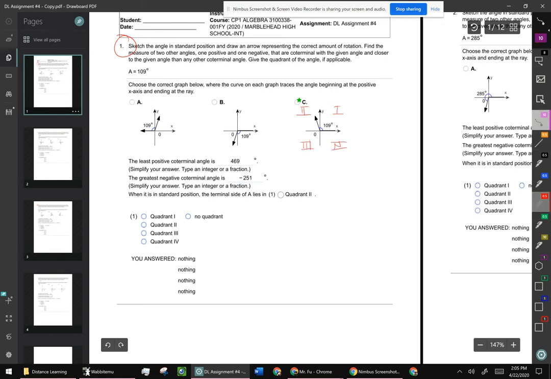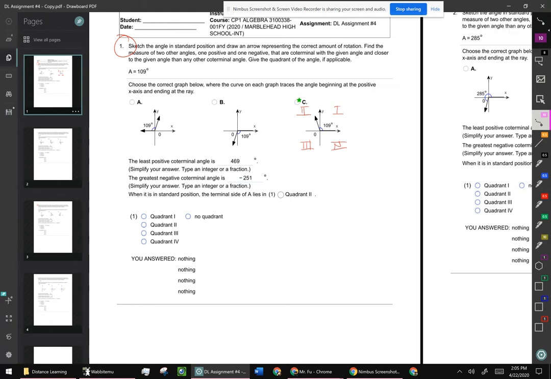Now, standard position means that I want to go in a positive direction. So 109 degrees is bigger than 90, but less than 180, so you end up in quadrant 2 this way. If you were to go negative 109, it would be choice B, but it says 109, so that's incorrect. And choice A would be wrong because they're starting on the west side, so going that way is incorrect. So choice C is the answer.